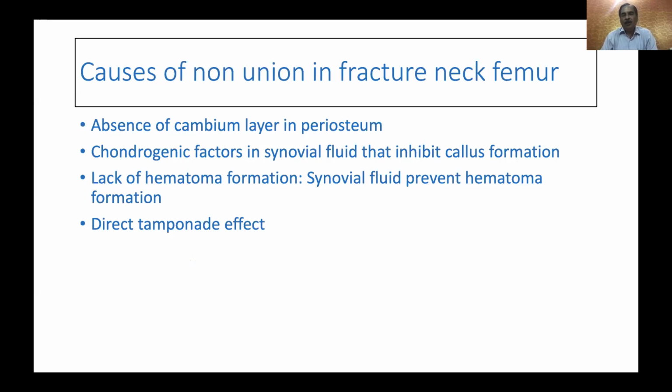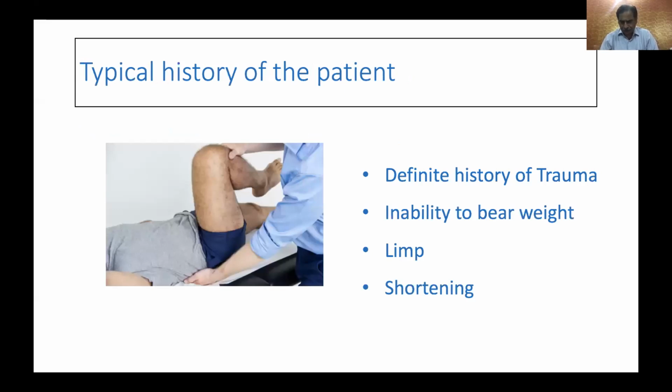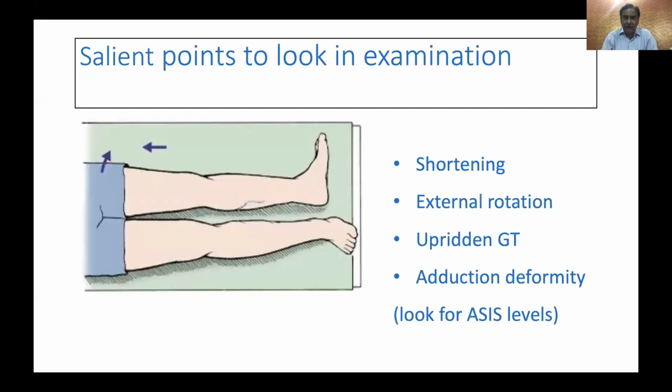The causes of non-union also, you must know: the absence of the cambium layer in periosteum. There are certain cytokines in the synovial fluid which inhibit callus formation. The fracture hematoma is washed away by the synovial fluid, and there's a direct tamponade effect, so also interfering with blood supply. The history includes a definite history of trauma, unless it's a pathological fracture because of malignancy, the inability to bear weight, limp and shortening.